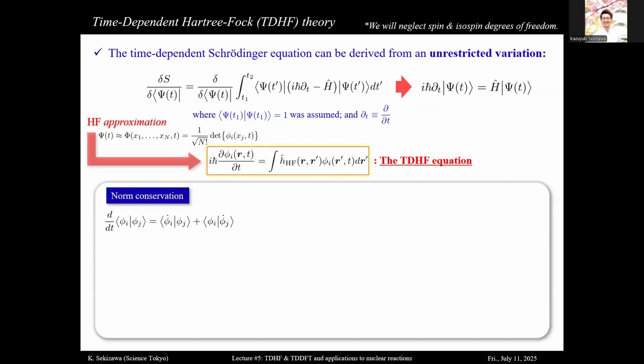Yeah. And it satisfies, again, the norm conservation and energy conservation. And in the same way as TDSE, the time-dependent Schrödinger equation, you can show that the norm, or this overlap between two single-particle wave functions, is conserved. Okay. And this is a very important property.